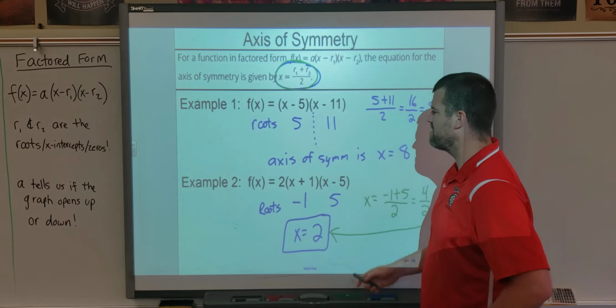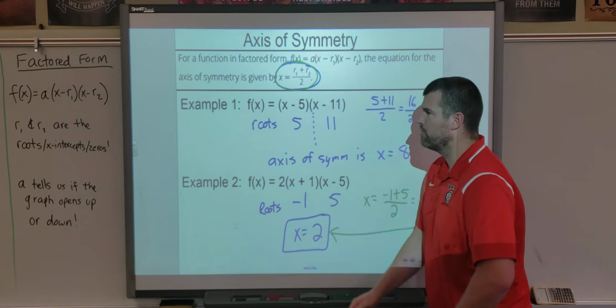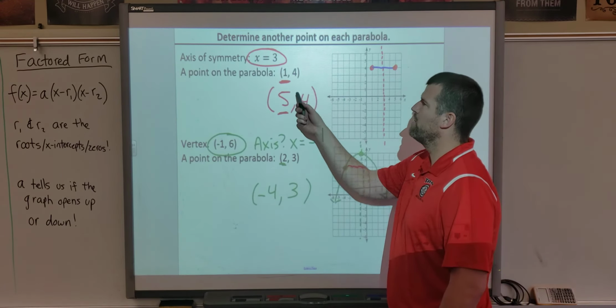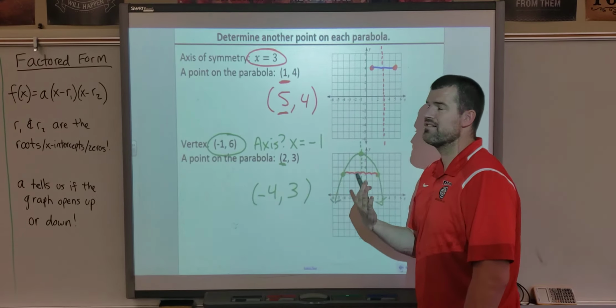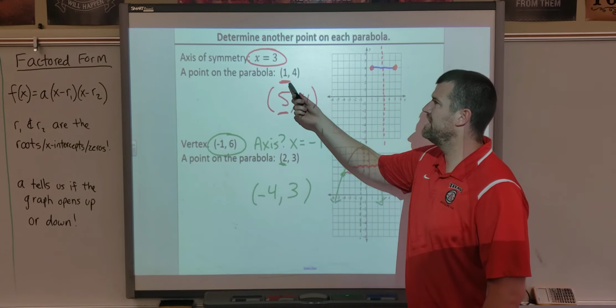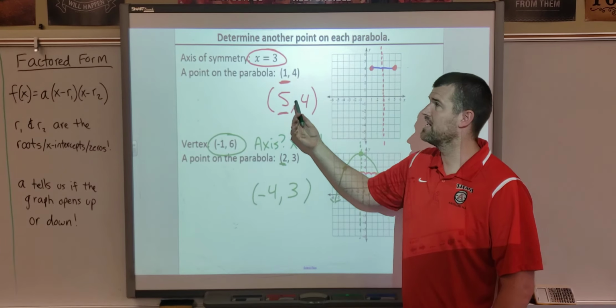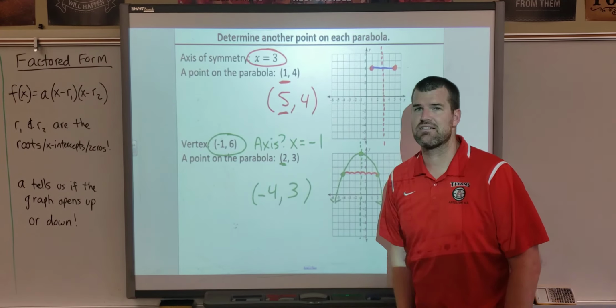So again, our axis of symmetry will always be in between the roots. Similar to that, even though these points aren't roots, they are symmetric points. So we basically did the same thing here. If we add the 1 and the 5, which is 6, and cut it in half to get 3, that gives us the axis of symmetry.